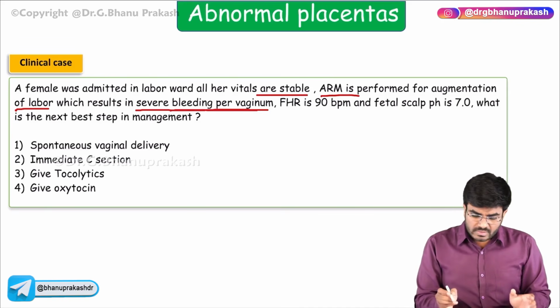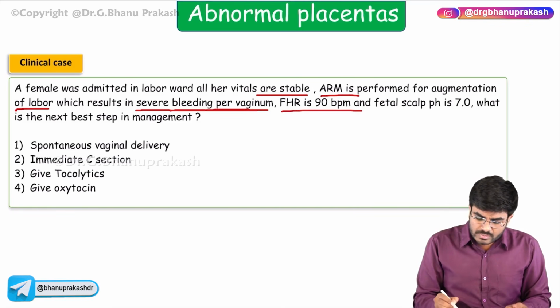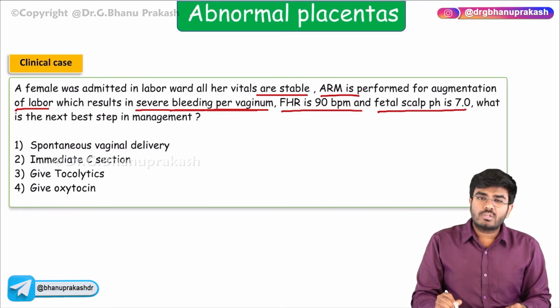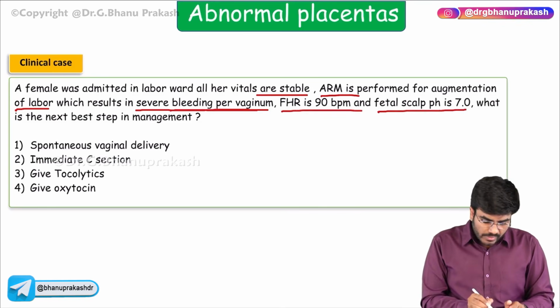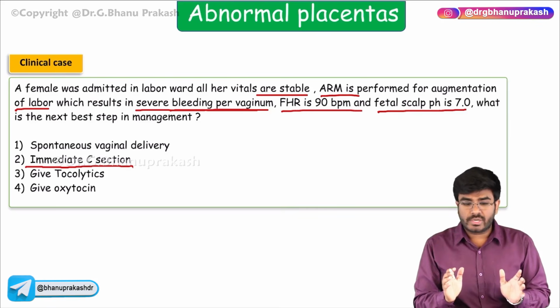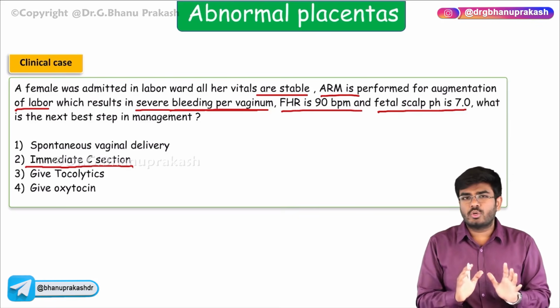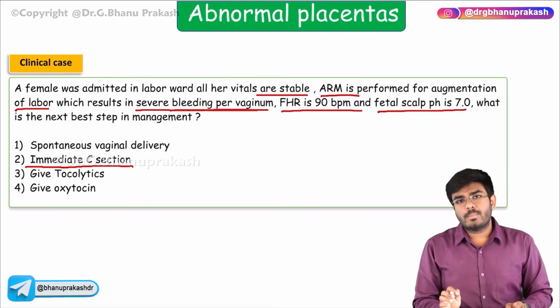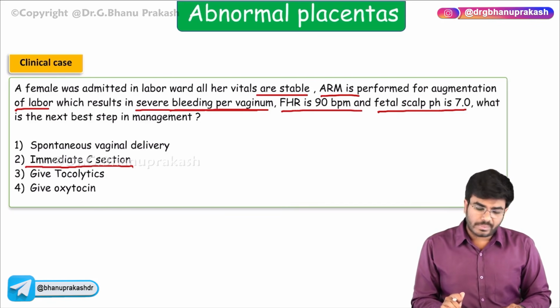What do we have to do? The fetus will be in distress. Fetal heart rate is now 90 beats per minute. Fetal scalp pH is 7.0. What is the appropriate step? The appropriate step is going to be immediate C-section. This is fetal hemorrhage. We shouldn't do any normal vaginal delivery or tocolysis. No. Immediate C-section is the best. Okay, this is the case of Vasa previa.